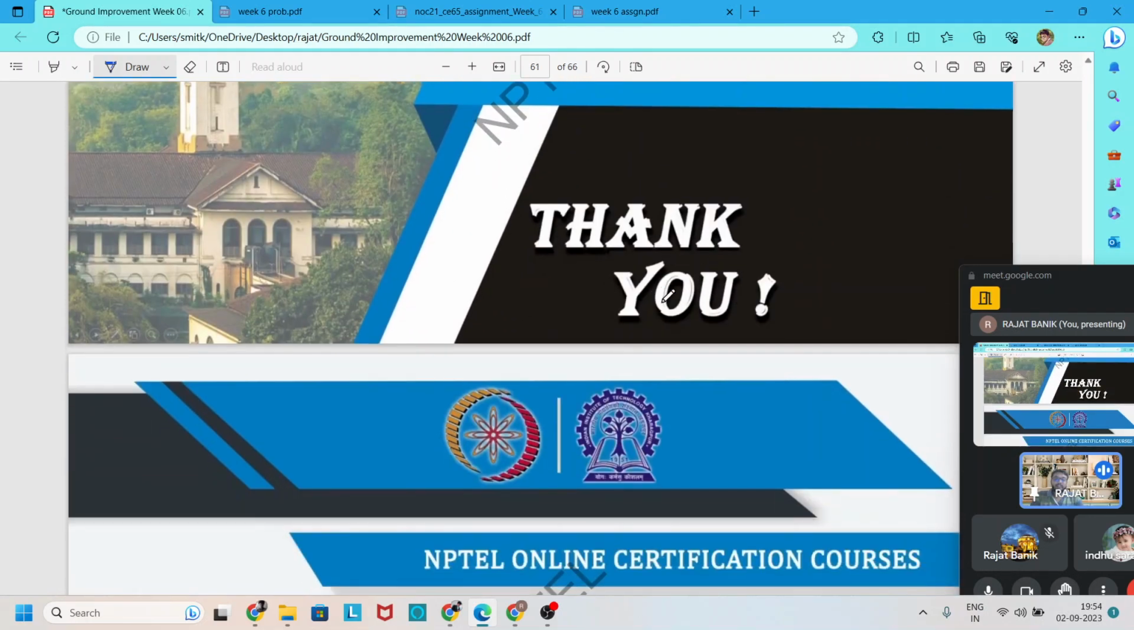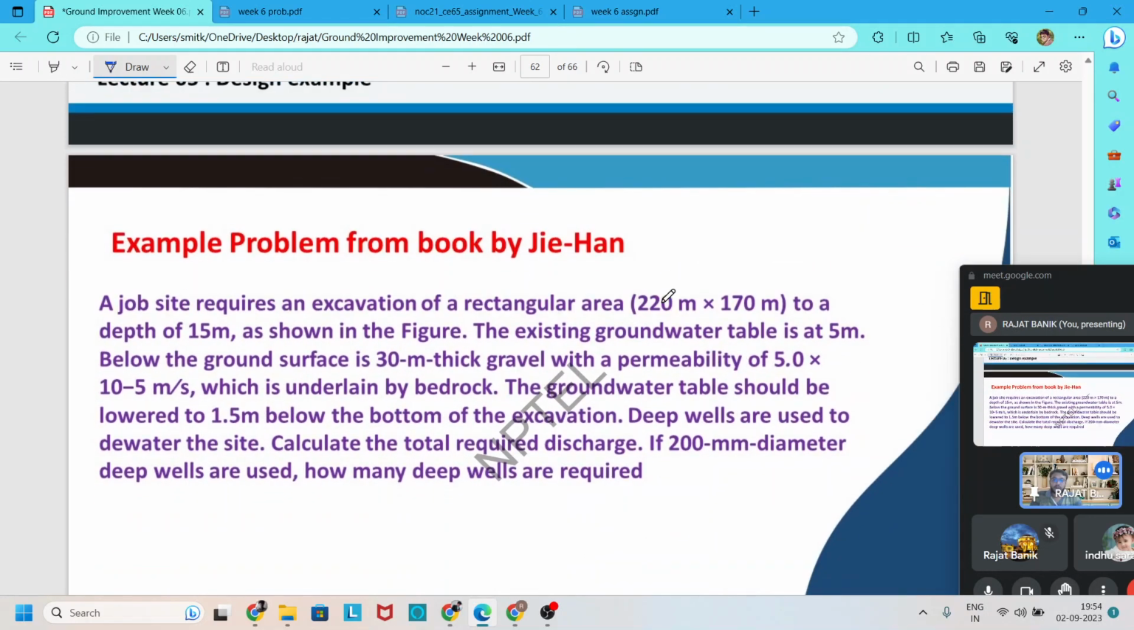So now in the last slide, or last day, we try to solve some problem, which is very simple. This problem we also find in the book written by J. Ham, which is a book on ground improvement techniques, and most of the slides are taken from that book only. One problem is given, and now we try to solve this problem, which is regarding the dewatering technique of the unconfined aquifer.